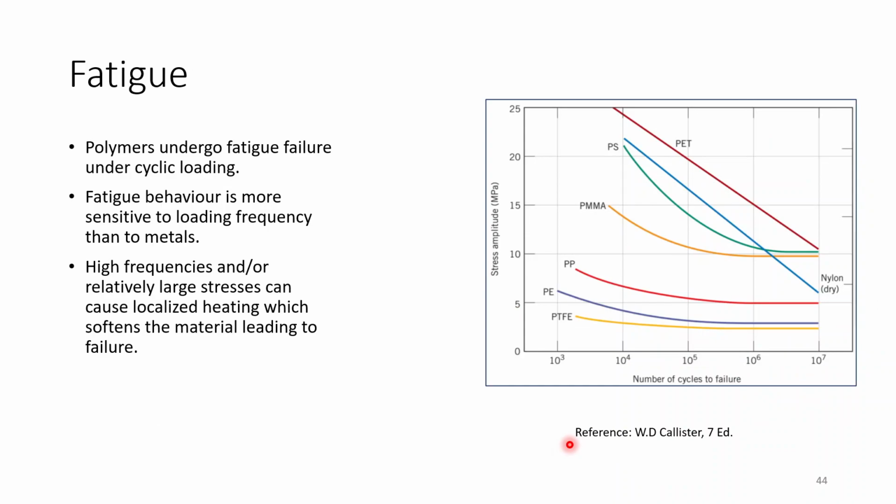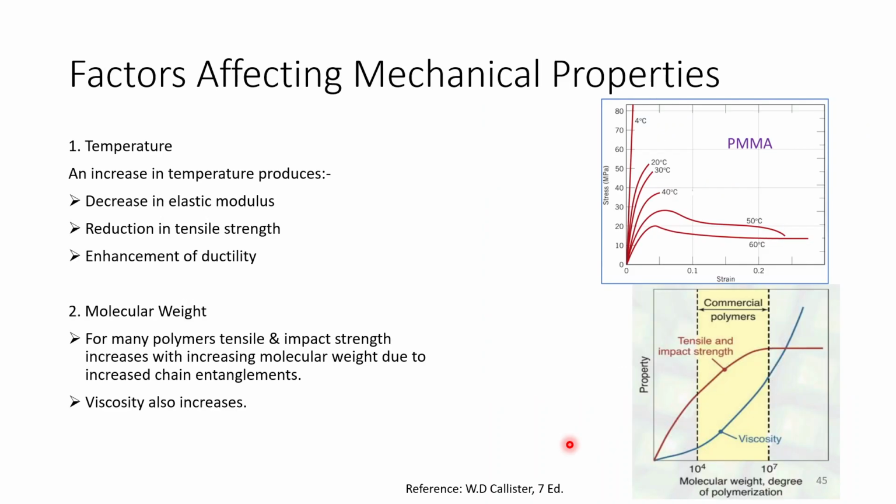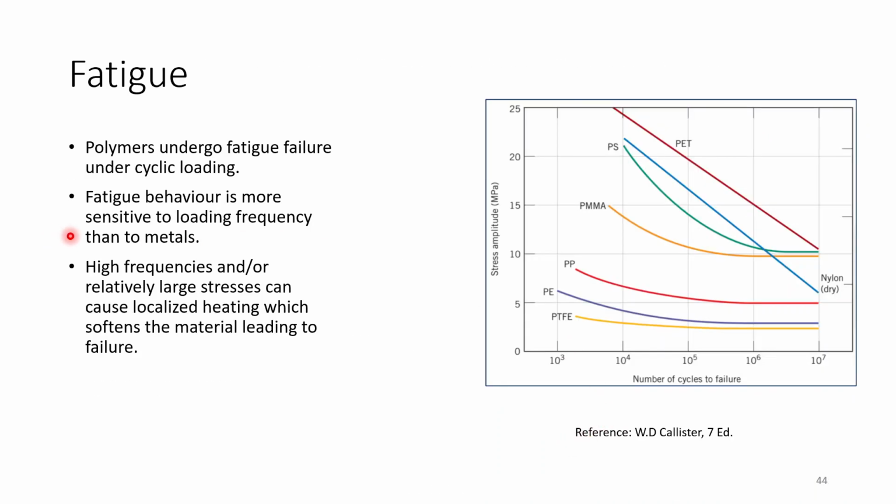Next up, fatigue. In the case of polymers, they undergo fatigue failure under cyclic loading, and fatigue behavior is more sensitive to loading frequency than in metals. At high frequencies or relatively large stresses, they can cause localized heating which softens the material, leading to failure. So this is the fatigue behavior for various polymers.